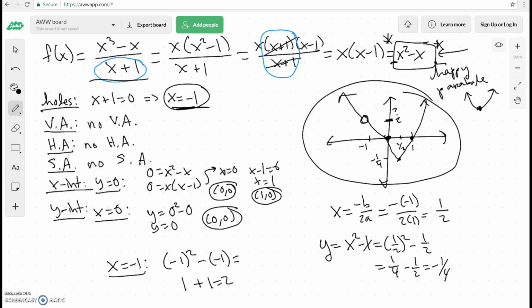A little ugly. But what I really want you to take away from this is: don't work with the original. Work with what you end up with after you cancel out these terms, after you find the hole. Because sometimes you will get a vertical, horizontal, or slant asymptote, or sometimes you may not.